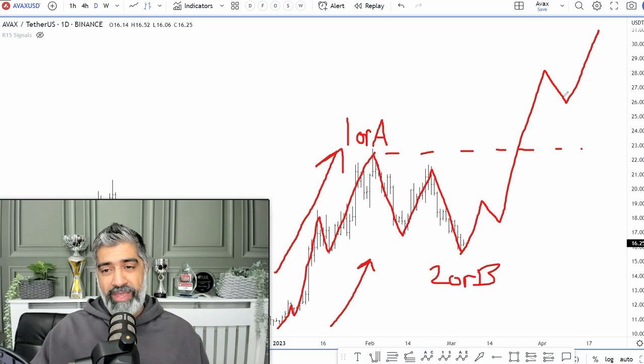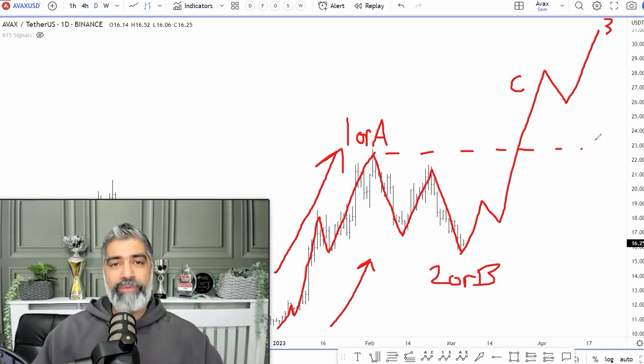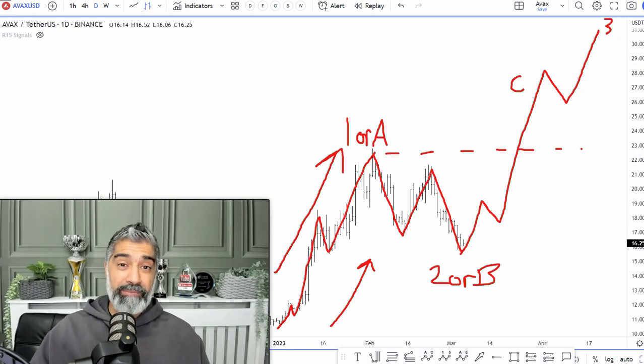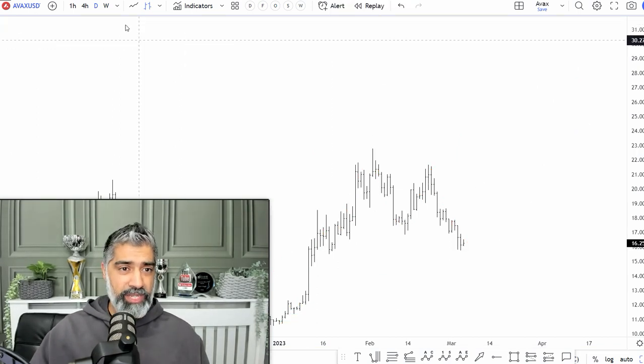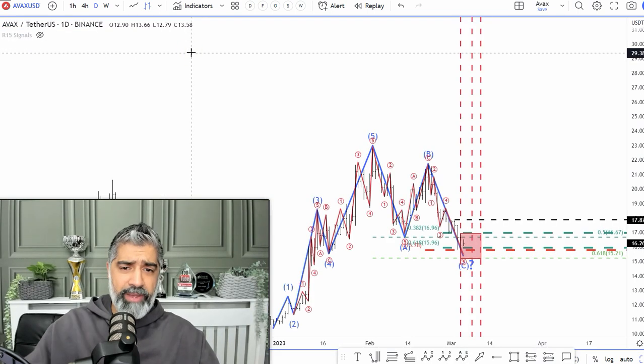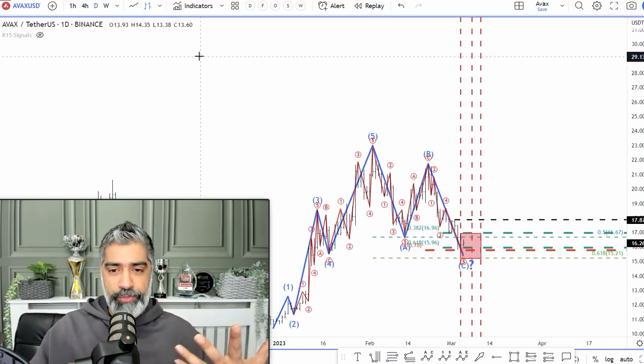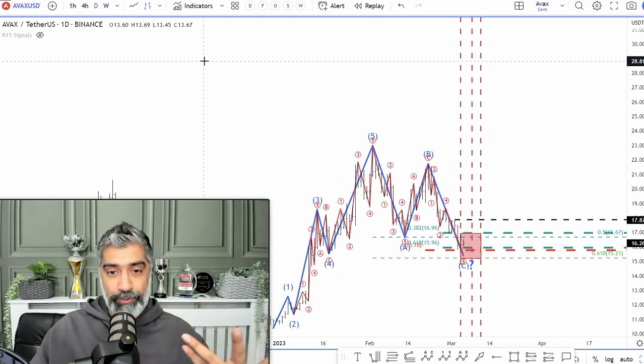If it's a wave C, it'll probably end somewhere here. And if it ends up being a wave 3, it'll be further extended to the upside. And this is the anticipation with Avalanche, but also other cryptocurrencies. So the main thing I want you to take away from today's video, because we did do a lot of work on this, if I just bring this back up, is 2 degrees of wave counts. Get used to looking for 5s and 3s, and then 5s and 3s within those 5s and 3s.